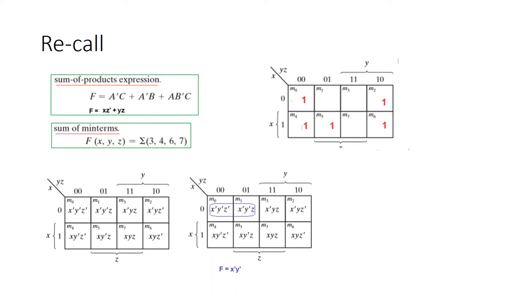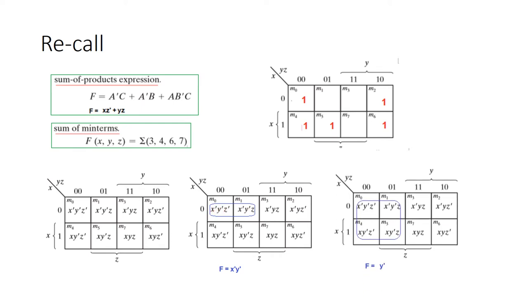What if we have two variables present? Like if the function is x dash y dash, that means if you look carefully, x dash y dash is here and x dash y dash is here. Although the third term is different, we can combine these two. So in these two, we get x dash y dash. So if instead of three variables we have two variables, we have to combine two boxes.